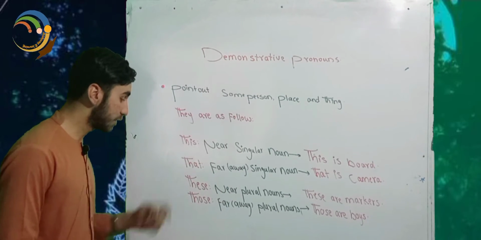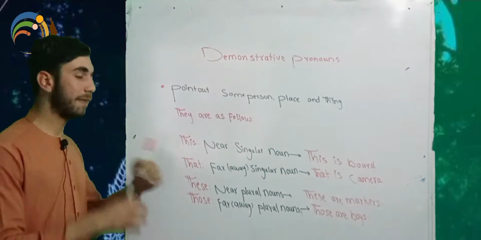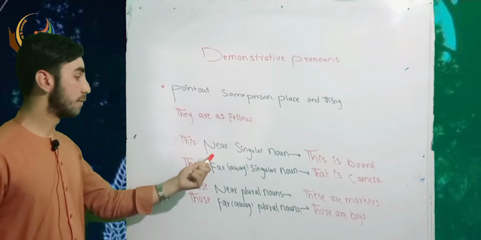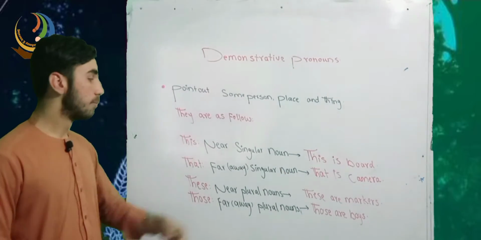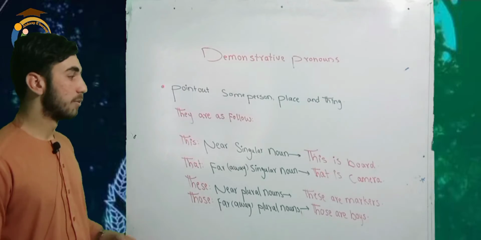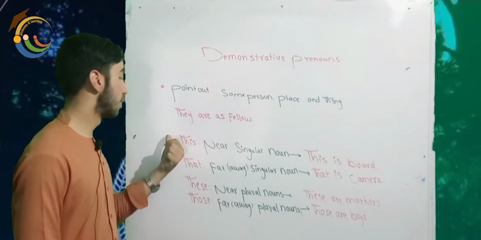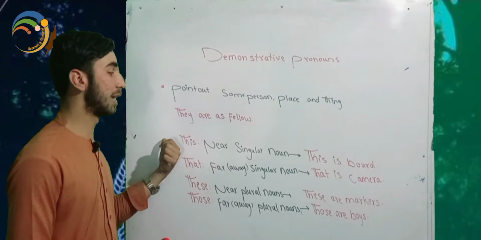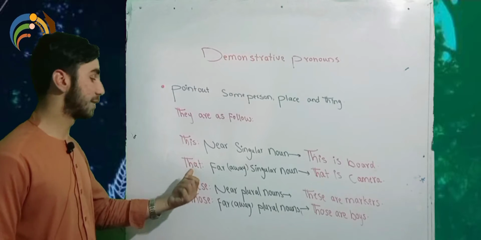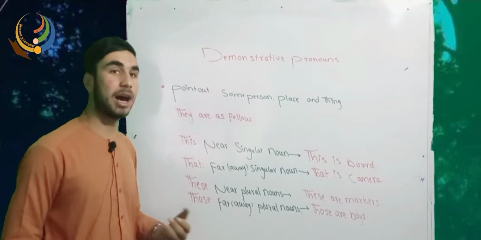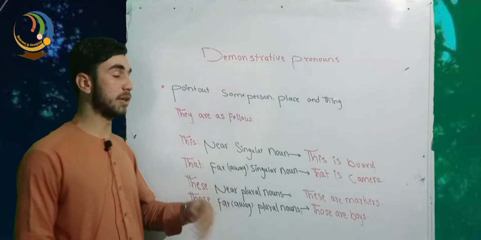This, that, these and those. Therefore, this is used for a near singular noun. For example, this is a bird. So you see, this board is near to me, so I say this is a board. The next one, that, is used for a far away singular noun.